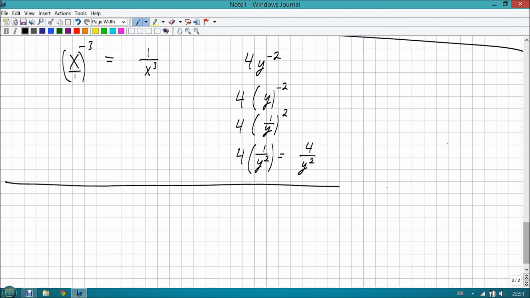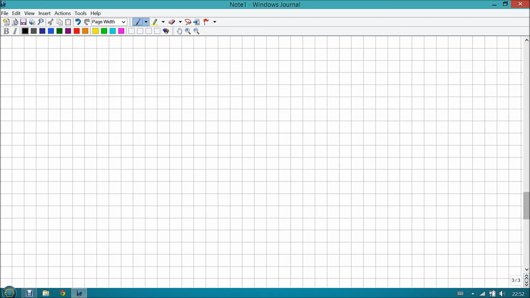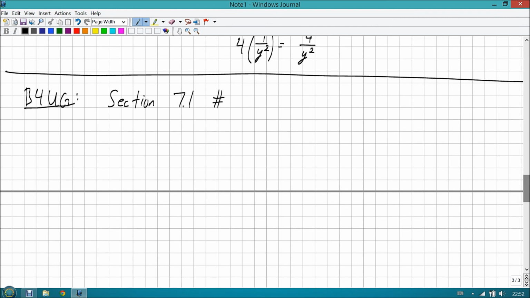Okay. That is all for today. So let's go ahead and do section 7.1 for your bug work. Section 7.1. Hashtag math rocks. Don't you love those higher powers? Poor atheists can't do multiplication over and over again because they don't believe in higher powers. Section 7.1, numbers or hashtags 1 through 23 odd.